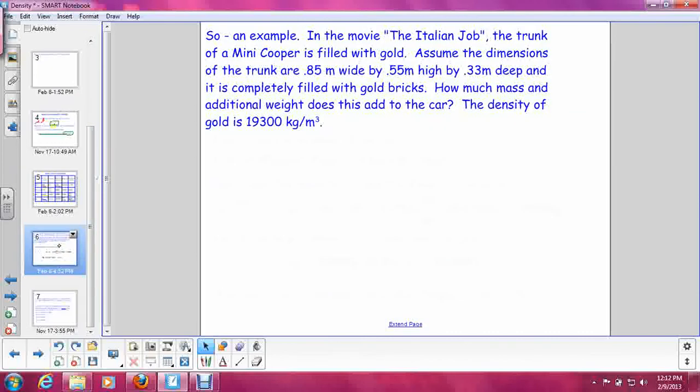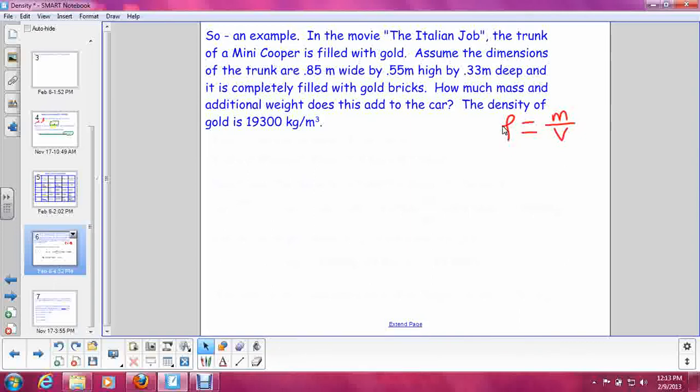So let's do an example of how you would use all this information. In the movie The Italian Job, the trunk of a Mini Cooper is filled with gold. Assume the dimensions of the trunk are 0.85 meters wide by 0.55 meters high by 0.33 meters deep, and it's completely filled with gold bricks. How much mass and additional weight does this add to the car? So, remember our equation, rho equals mass divided by volume.